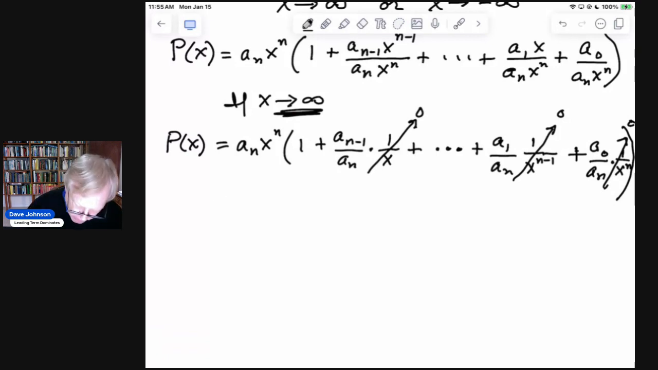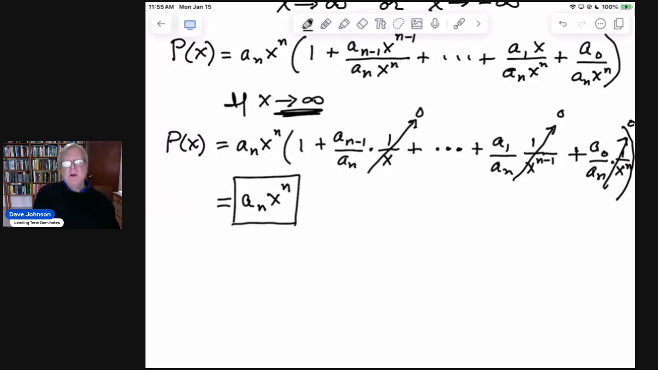And so what you end up with is a sub n x to the n times 1, because all the other terms are 0, and that's the result. And so whatever the behavior of a sub n times x to the n is as x goes to infinity, that is going to be the same as the behavior of the entire polynomial as x goes to infinity. And it turns out it doesn't matter in the case of a polynomial. We get the same result even if x goes to negative infinity, because those fractions will still go to 0.